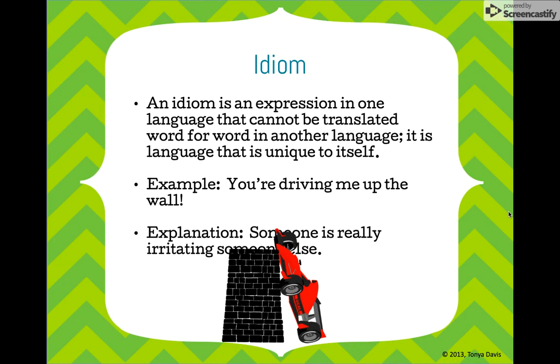An idiom. What's an idiom? You've probably heard quite a few idioms before. An idiom is an expression in one language that cannot be translated word for word in another language. It is language that is unique to itself. Example: you're driving me up the wall. Explanation: someone is really irritating someone else. Another example of an idiom that we've heard recently is goody two shoes. We've heard that in the book Wonder, and we'll explain that a little bit more tomorrow. Another example of an idiom is I'm on cloud 9, which means I'm really happy. Literally, I would be on a cloud 9.